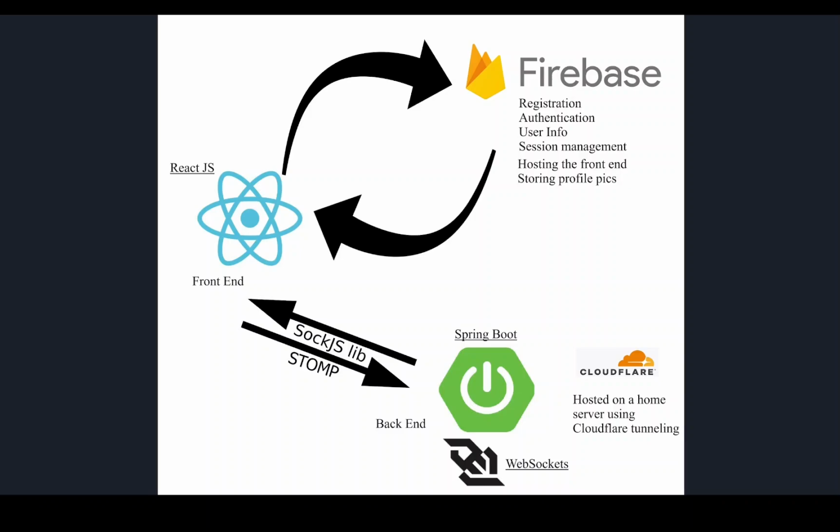Communication between the players, including chess moves and chat messages, is achieved with Spring Boot WebSockets, which is hosted on my home server. I used Cloudflare tunneling and some other precautions to ensure the security of my local network. The frontend and the backend are connected through Sock.js library, which uses simple text-oriented messaging protocol. Okay, now let's see this application in action.